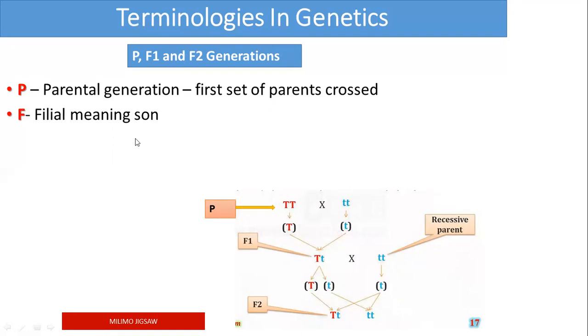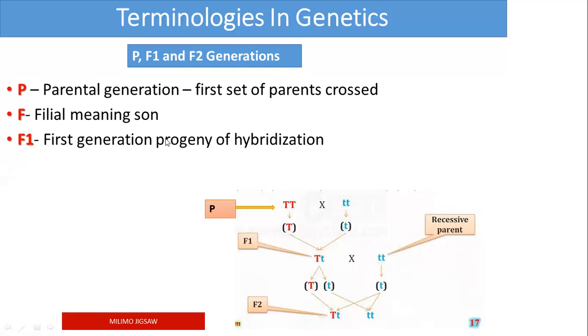And then we have the filial generation, or F1. So filial simply means son. This is a generation that is produced from the crossing of the first parents. So the first parents are going to have offspring, and this is known as filial 1 or F1. And then we have F2, which is the progeny of the F1 hybridization. From the parents we have crossed this homozygous dominant and homozygous recessive parent, producing F1.